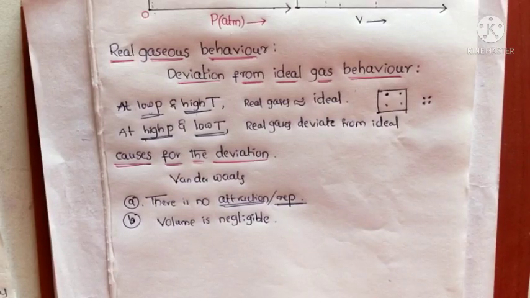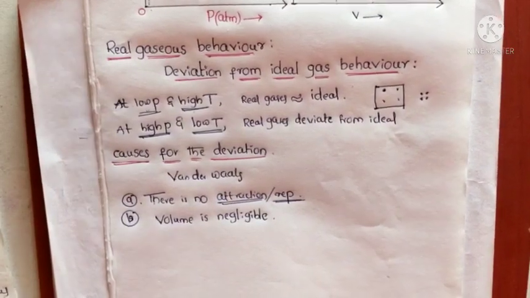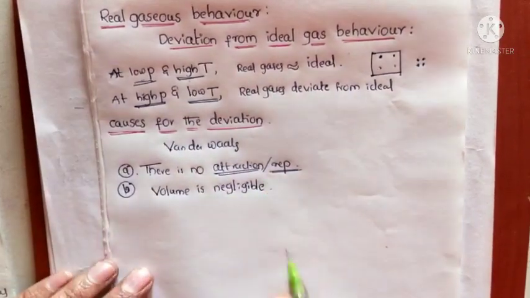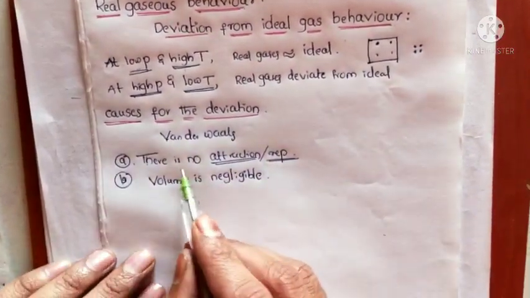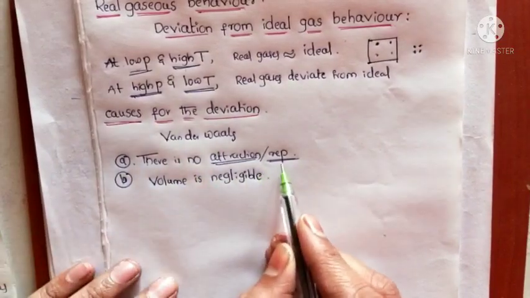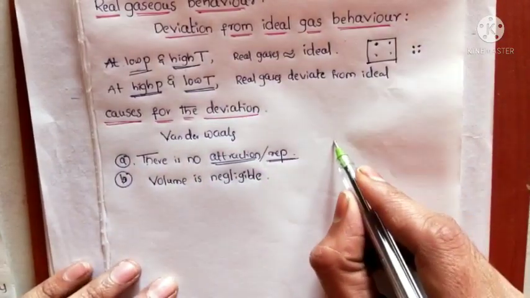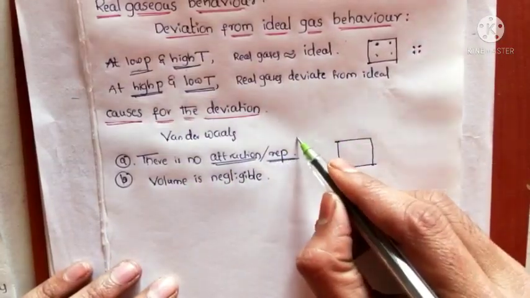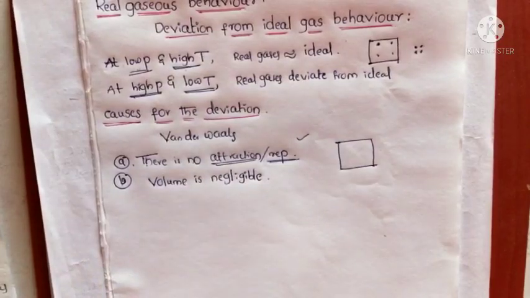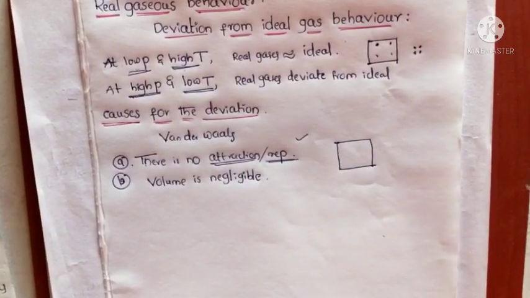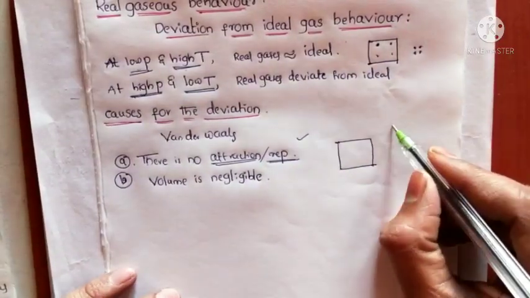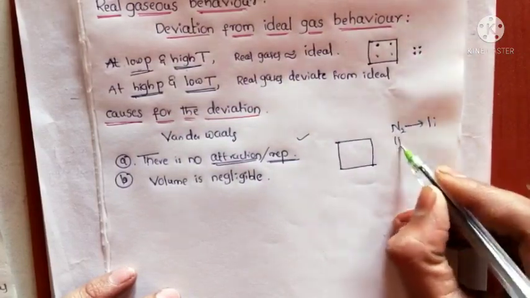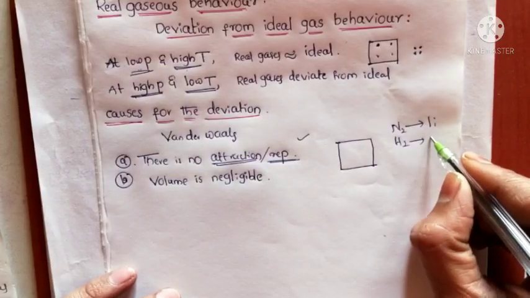Okay, so how are they wrong? Let us study. If there are no attractions or repulsions between the molecules, suppose A is correct, then gas would never liquefy. But in practice, in our real life, nitrogen can be liquefied. Hydrogen can also be converted into liquid.